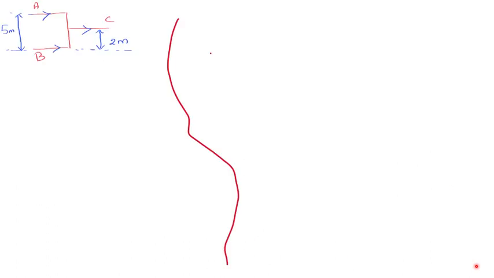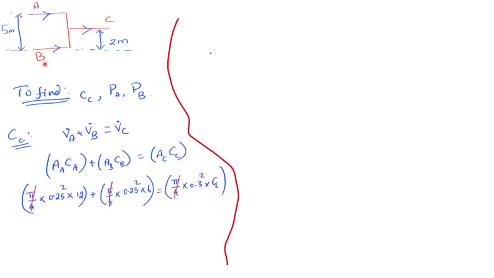I've just redrawn the diagram here again. So what do we have to find? We have to find the velocity at section C, pressure at section A, and pressure at section B. It's very simple. In order to find the velocity at section C, I am using the continuity equation. The volumetric flow rate A plus the volumetric flow rate B equals the volumetric flow rate C. Whatever flows in should flow out. Whatever is flowing in is A and B, flowing out is C. We know the diameter and the velocity, so I'm using area A times velocity A plus area B times velocity B equals area C times velocity C.